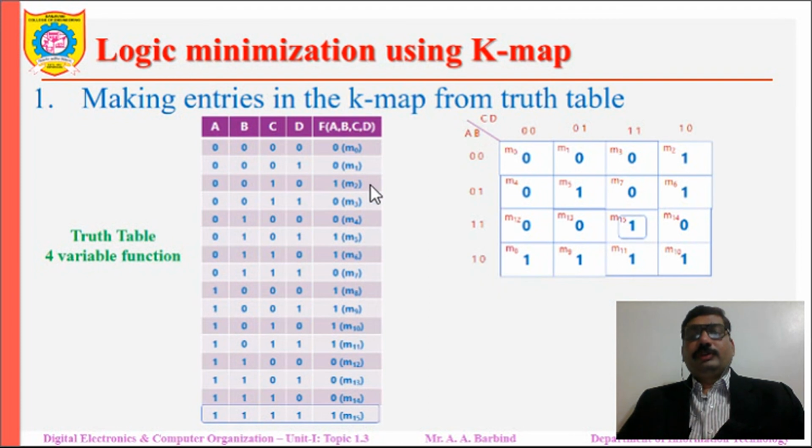So like this, we can make entries into the K-map of 4 variables. This K-map has 16 cells, and the 16 different outputs corresponding to the 16 different combinations will go into a particular cell of the K-map.